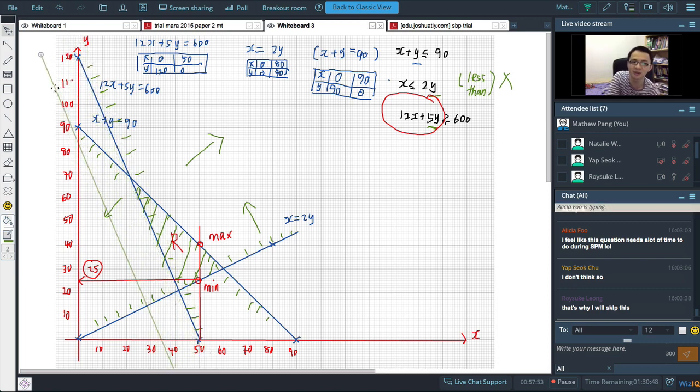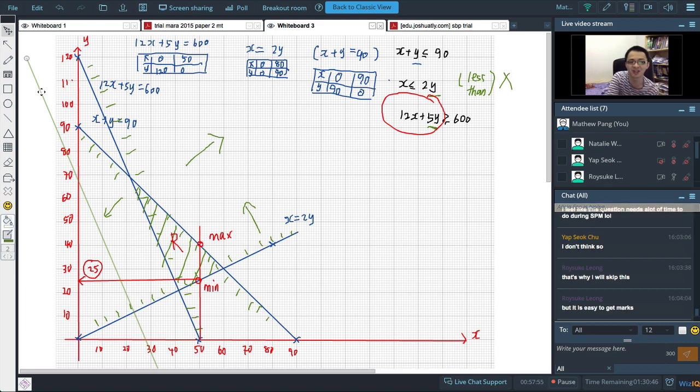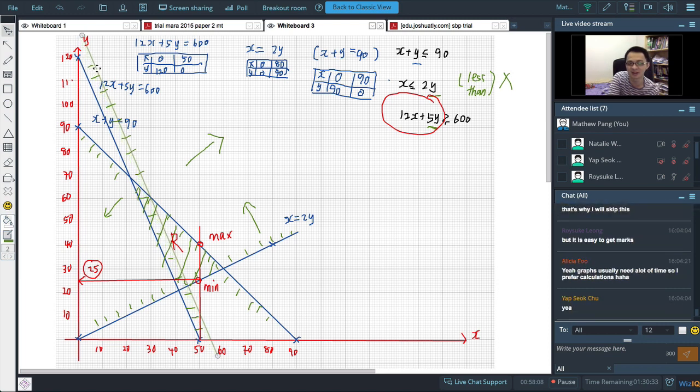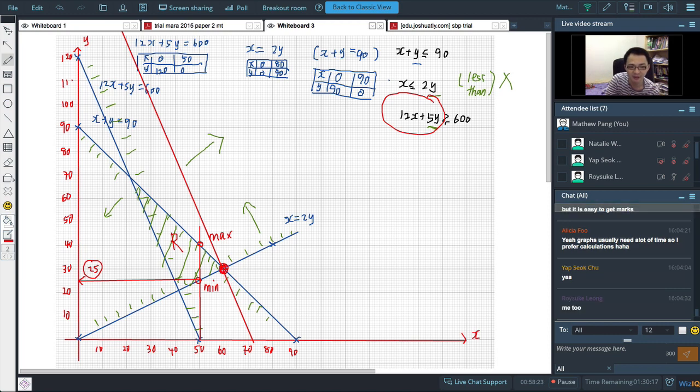If you have the ruler, you just adjust your ruler, and for the maximum you move it up. When you move up, you find the last coordinate you touch on the shaded area. So the last point you touch will be here. Do you see that? So what is this coordinate? This coordinate basically will be 60, 30.